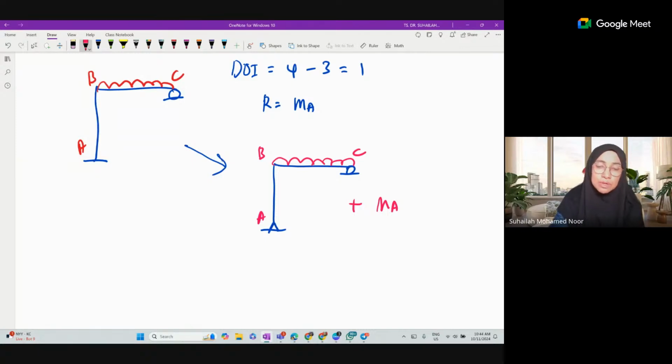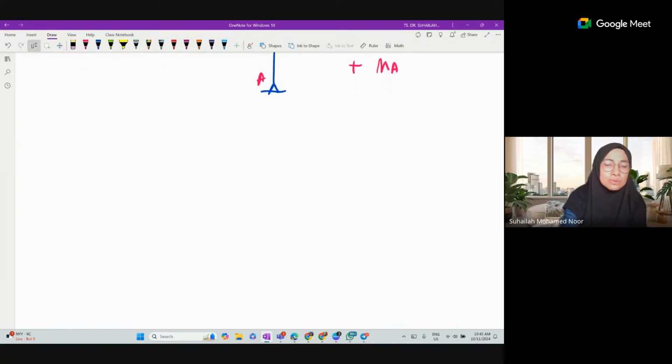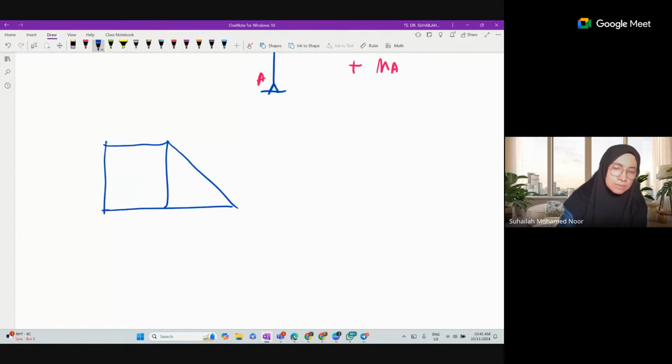The second possibility is whenever we remove Cy as the redundant. The same principle we apply to the frame, so what if it is a truss? For example, let's say we have this, with loading like this, for example 100, 200. We have A, B, C, D, and E.